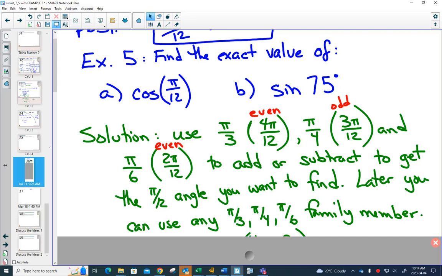And what I did in the brackets there is I took the common ones that we know from our pi plate, and I changed the denominator so that they were over 12. And what I want you to do is to see if you can figure out which two you could use to add or subtract to get pi over 12.